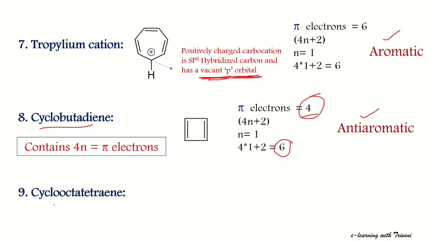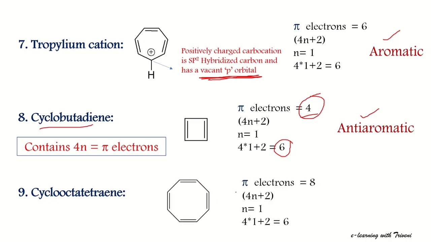Next example, cyclooctatetraene. In this structure, we can observe 4 pi bonds are present. That means 8 pi electrons are there. When you apply the 4n plus 2 rule, we got the value 6 and the number of pi electrons is 8. So it is non-aromatic. It is not obeying the 4n rule and also not obeying the 4n plus 2 rule. That is the reason cyclooctatetraene, even though it is a cyclic structure, is not aromatic.